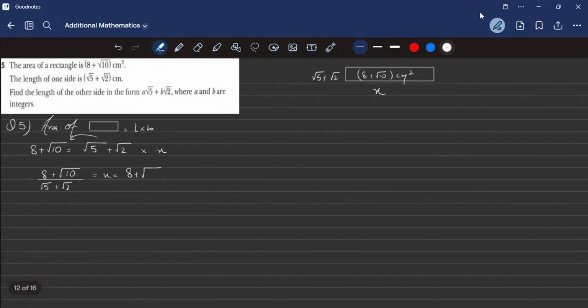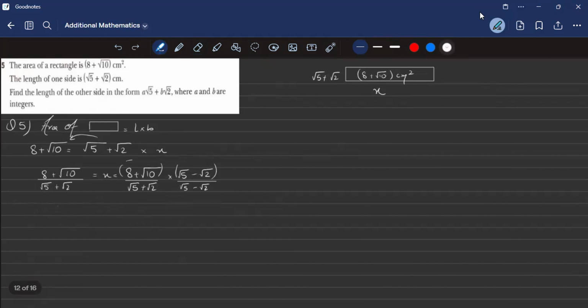And how are we going to rationalize this? With the help of conjugate surds. Now, what is the conjugate surd of under root 5 plus under root 2? The conjugate surd would be under root 5 minus under root 2, divided by, again, in order to rationalize this, under root 5 minus under root 2. Now simplify this. I'm going to use the FOIL method for the above part.